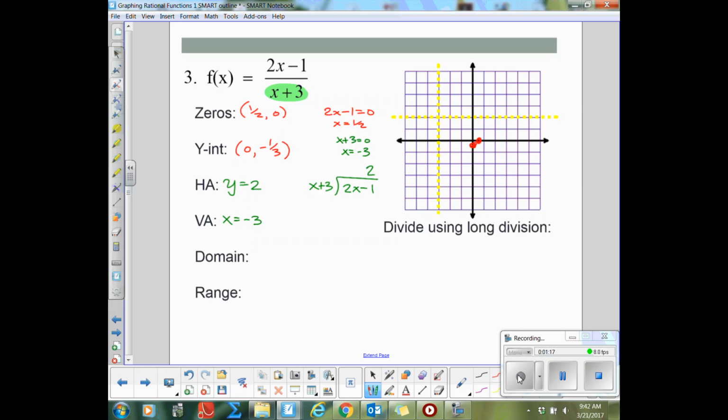If we'd like to find some additional points, we could certainly plug in maybe a -2 and a +4. I didn't really pick those points very randomly, but I have some experience about this function. So I'd plug in a -2 and end up with -5 divided by 1. And if I plugged in a 4, 8 minus 1 is 7, divided by 7 is 1.